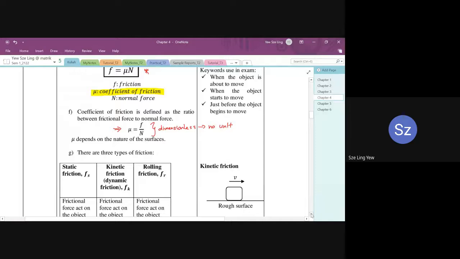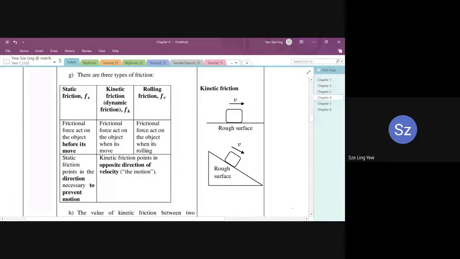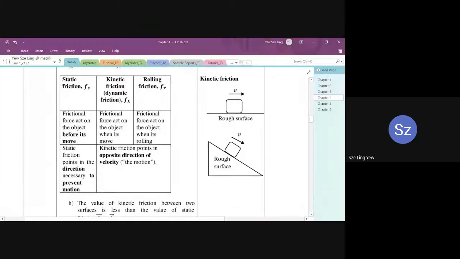So there are three types of friction. But in our syllabus, we are just going to look at static friction and kinetic friction. Rolling friction is no longer in our syllabus. So, static friction.